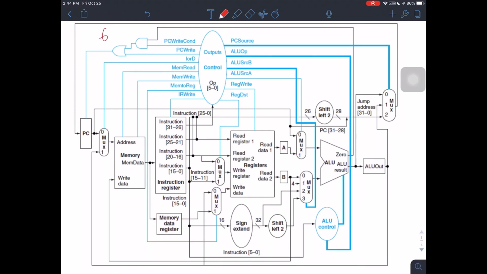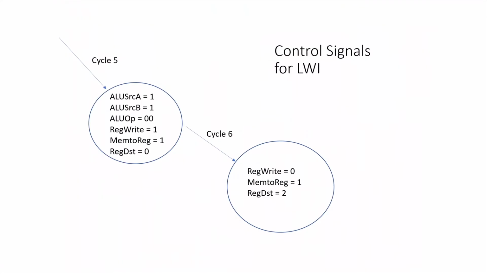Next, in the 6th cycle, the newly incremented RS register value will then make its way back to the RS register so that the register itself can be updated. And that's it for the load word increment. And similarly, in the 5th cycle of the load word increment, ALU source A and B are both set to 1. The ALU op is set to 0, 0 for add.